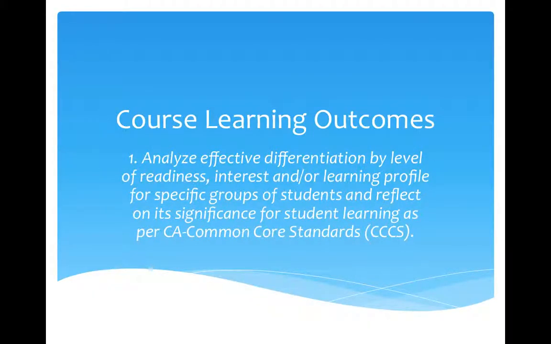Our objectives for this course: again, this course is pass-fail. We will have 3 major assignments, and all of our assignments will be focused on these course learning outcomes. Our first outcome is to analyze the effective differentiation by level of readiness, interest, and/or learning profile for specific groups of students and reflect on its significance for student learning.